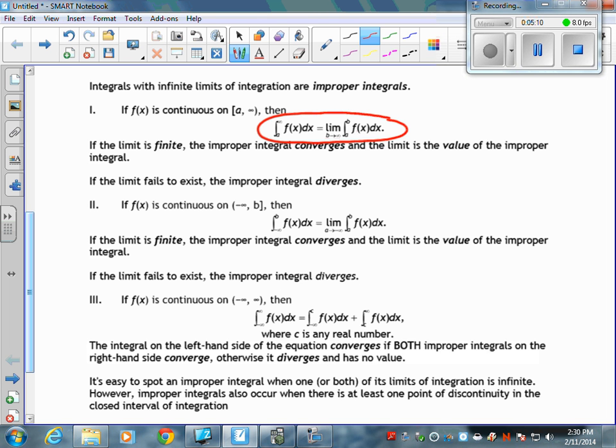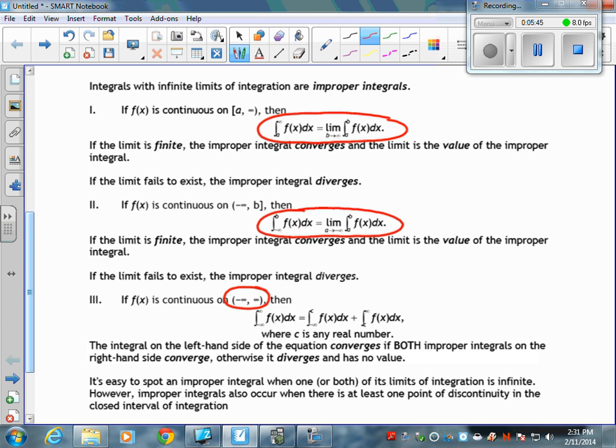Part 2, we have the same idea except that we're going to negative infinity. So again, we have a constant as one bound and negative infinity as the other. We're going to treat it the same way by taking a limit. And again, same deal. If we get a limit value, an actual number, then the integral converges to that number. If it does not and the limit approaches infinity, then we know the integral diverges and we cannot evaluate it. Number 3, we have an interesting thing going on, that we're going from negative infinity to positive infinity.